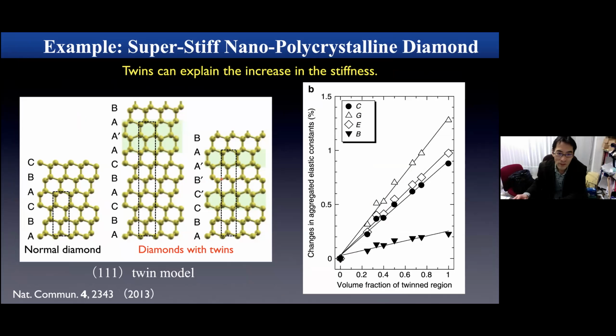Anyway, the twinning structure can increase the stiffness very much, so this was the first discovery of a material whose stiffness exceeds the diamond.